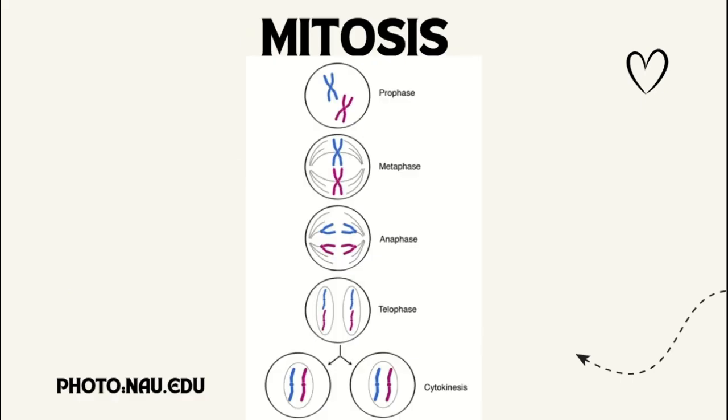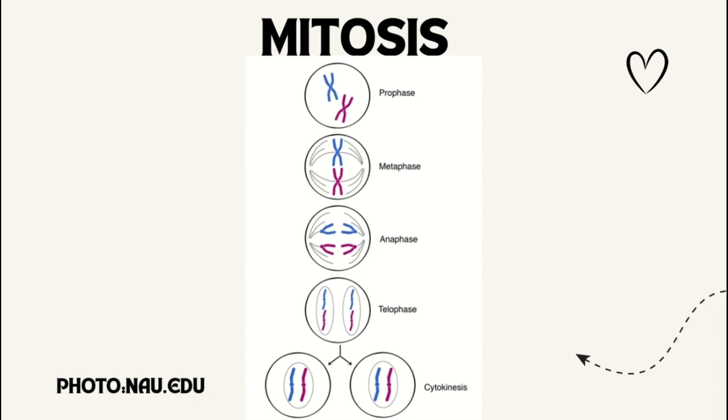So this is the process of mitosis. Basically, how I remember it is PMAT: prophase, metaphase, anaphase, telophase, and then you have cytokinesis. Now, I say PMAT, so why do we include cytokinesis? We're going to explain that.